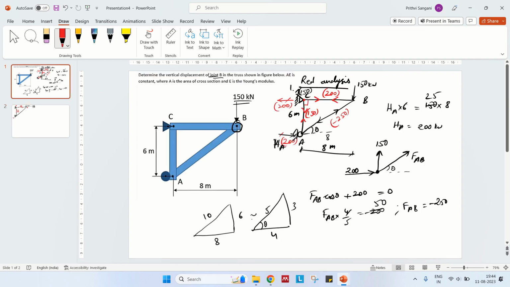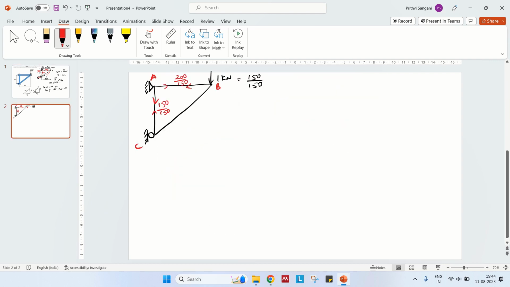Forces in AB. AB is minus 250. So that is again minus 250. So 250. This is quite simple, right? So again, let us make a nice neat table of our AB.